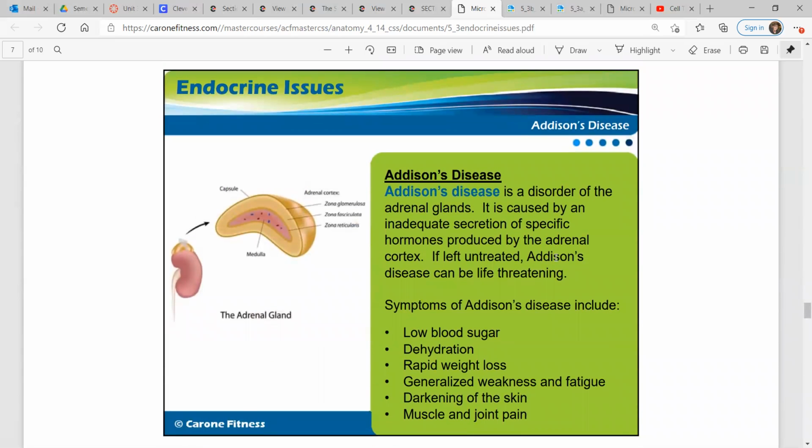Addison's disease is our last issue today, and that's a disorder of the adrenal glands. It's caused by an inadequate secretion of specific hormones produced by the adrenal cortex. If left untreated, Addison's disease can be life-threatening. Symptoms of this disease include low blood sugar, dehydration, rapid weight loss, generalized weakness and fatigue, darkening of the skin, muscle and joint pain.